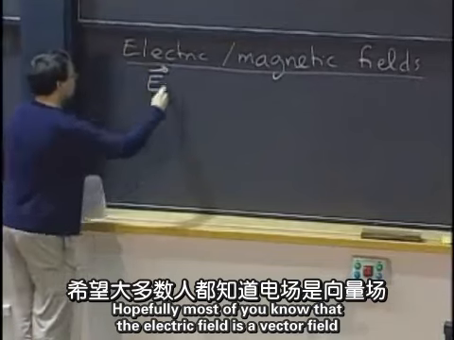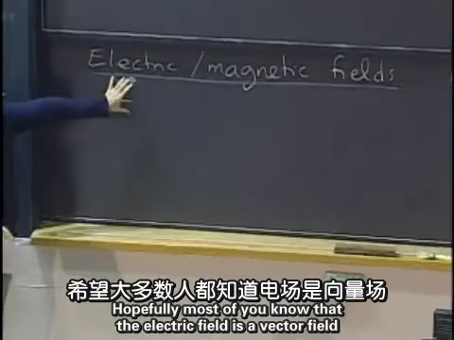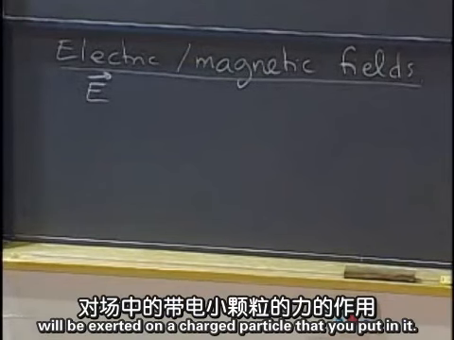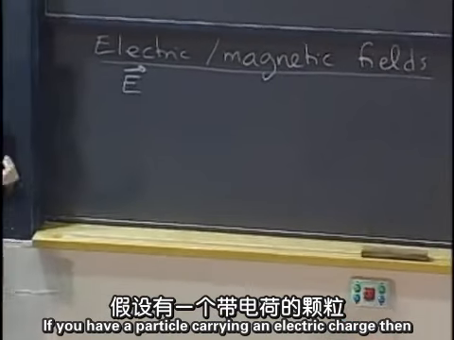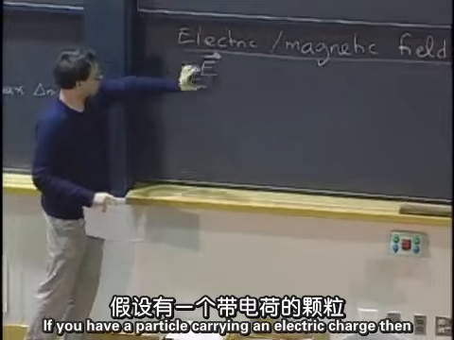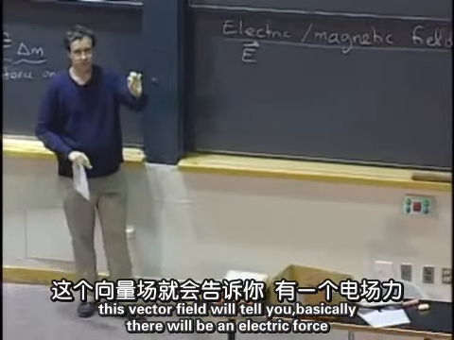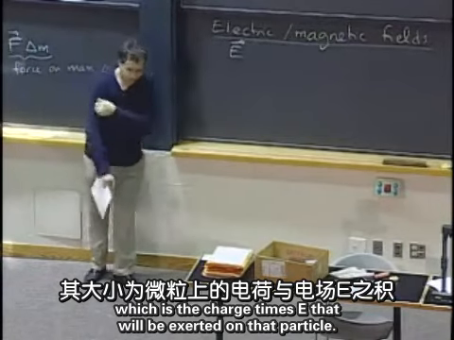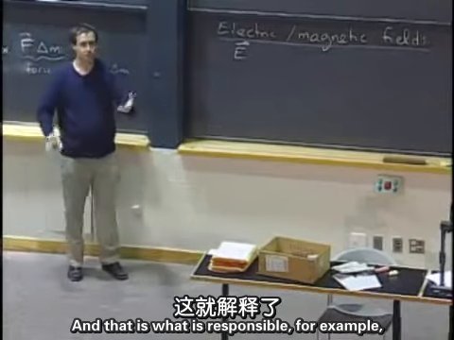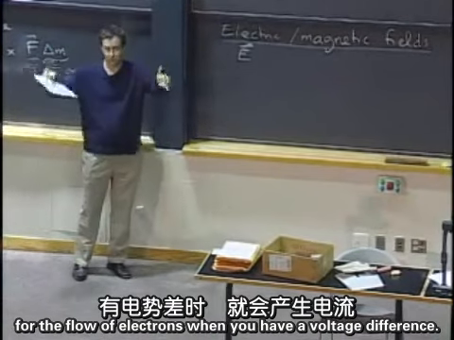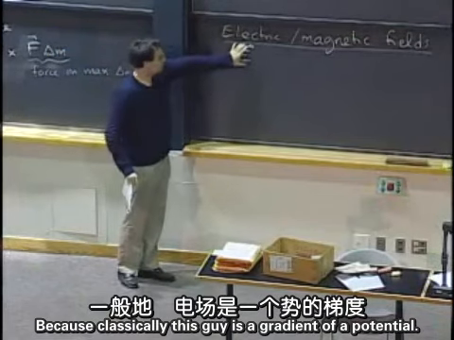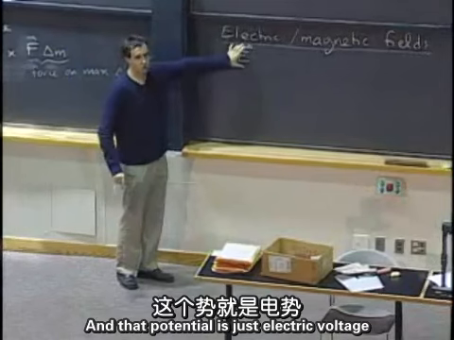Hopefully most of you know that the electric field is a vector field that basically tells you what kind of force will be exerted on a charged particle that you put in it. So if you have a particle carrying an electric charge, then this vector field will tell you there will be an electric force, which is the charge times E, that will be exerted on that particle. And that's what's responsible, for example, for the flow of electrons when you have a voltage difference. Because classically, this field is the gradient of a potential, and that potential is just electric voltage.